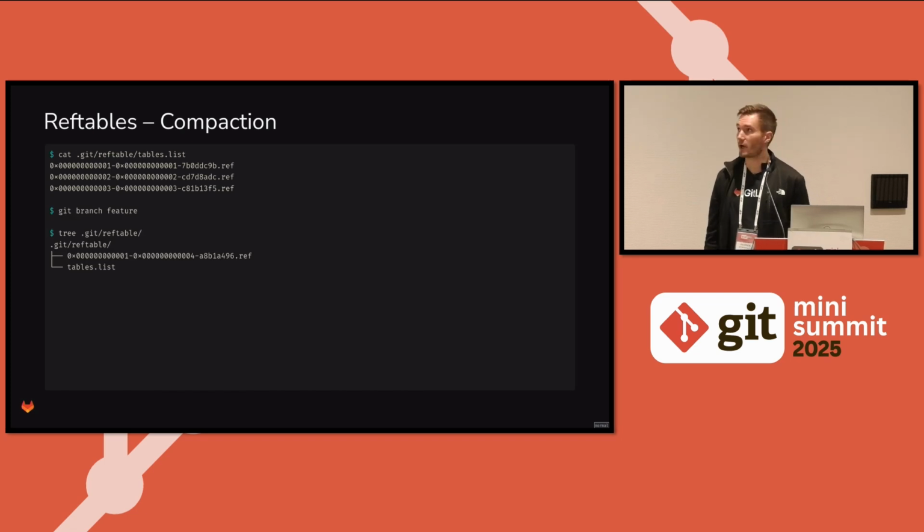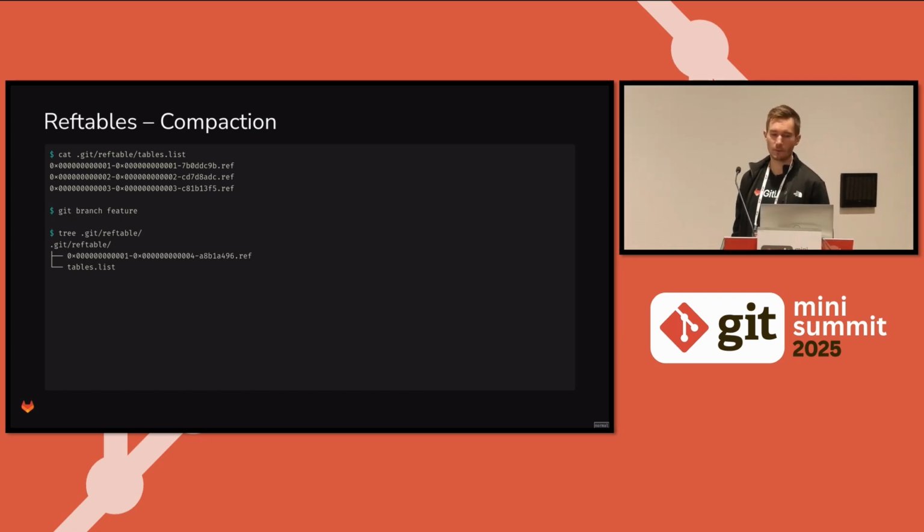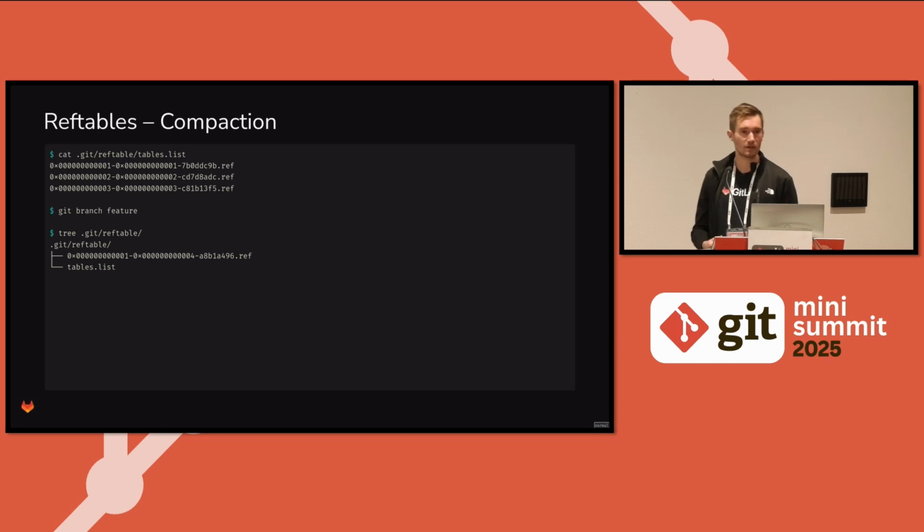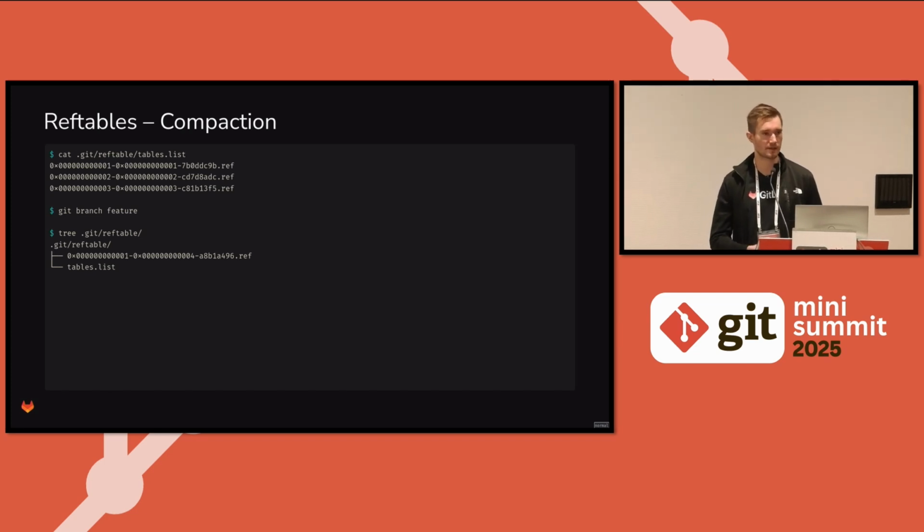So let's create another branch. As you can see, this time around we didn't append a new table. Instead, we end up with a single merged table that contains all of the references of that repository.